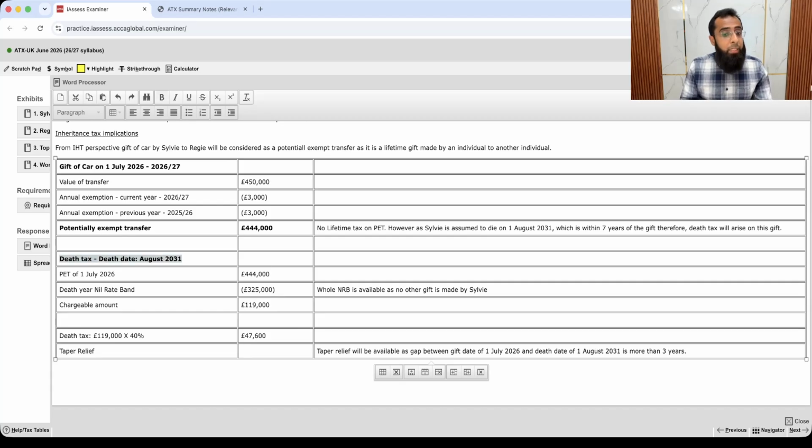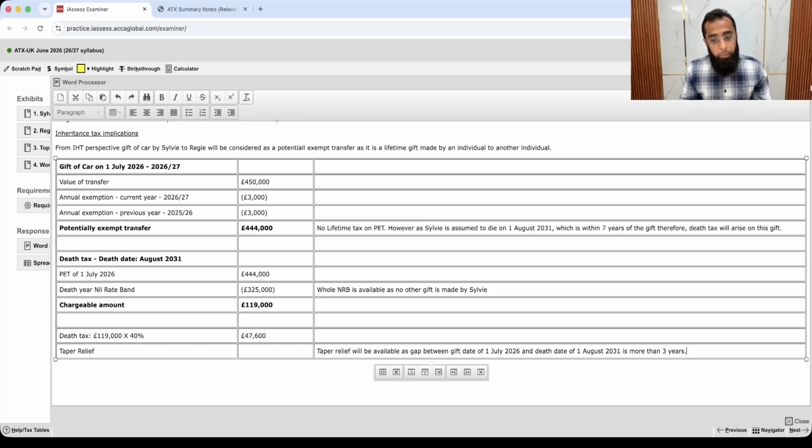Now, as death is within 7 years, July 2026 and August 2031, it's within 7 years. 27, 28, 29, 2030 and 2031, it's 5 years. So it's within 7 years, so death tax will arise. But taper relief will be available. So the PET value was 44,000. Nil rate band was available because there were no other transfers. This is your chargeable amount.